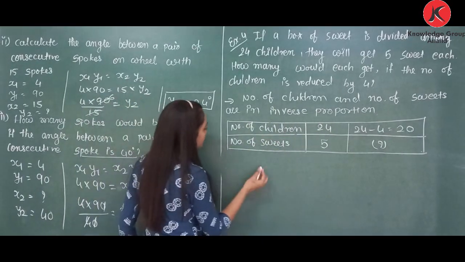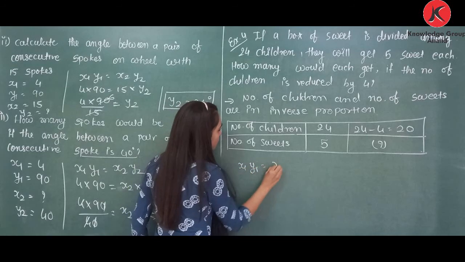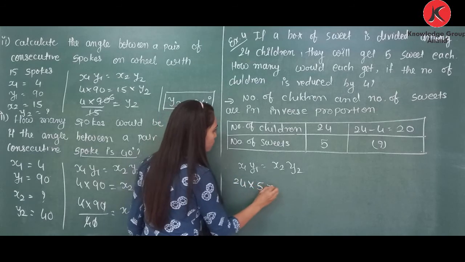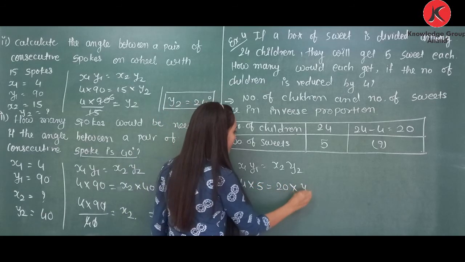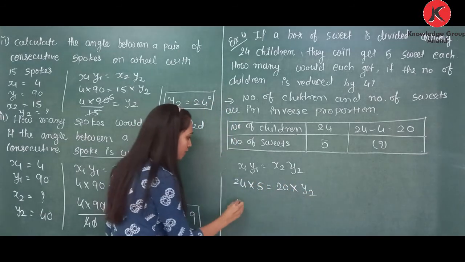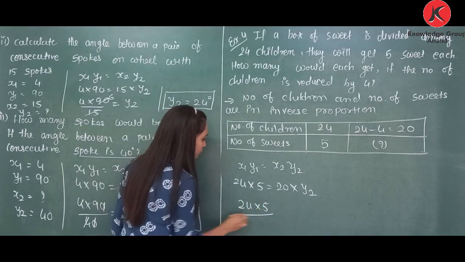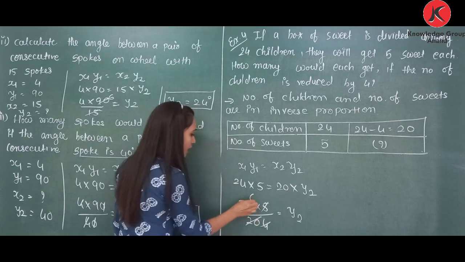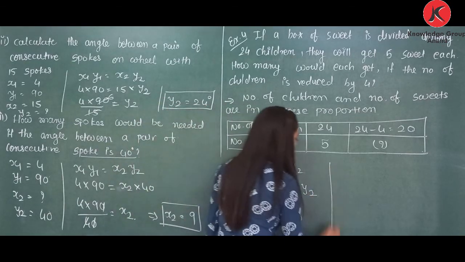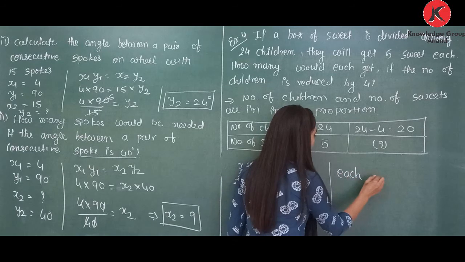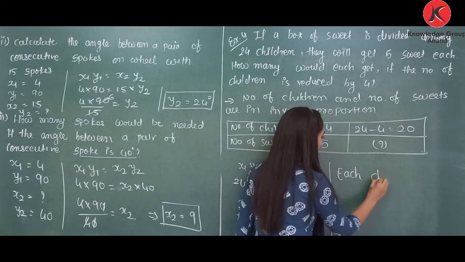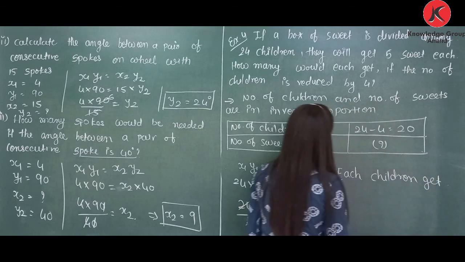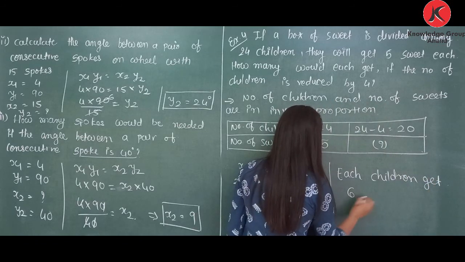So we can write x1 y1 is equal to x2 y2. 24 multiply 5 is equal to 20 multiply by y2. Take 20 and divide. So 6. It means each children get 6 sweets.